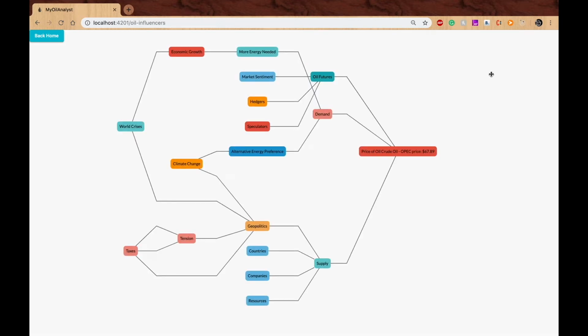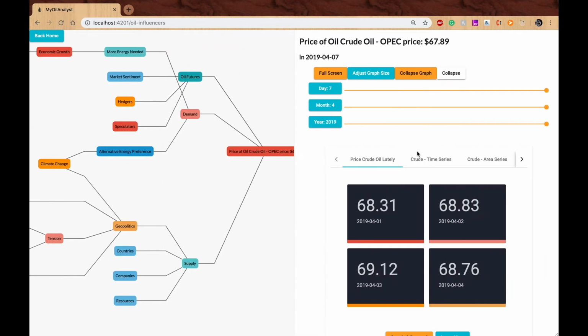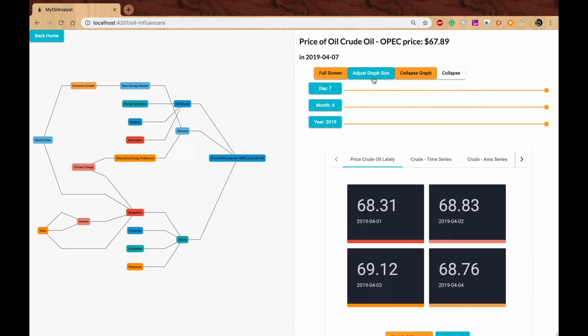In this graph, we will observe the oil influencers. It has the same structure as the conceptual model that I have shown you previously. This graph is really interactive, and each node is attached to a topic and a date, and it contains data related to that specific topic in relation to the price of crude oil. I have clicked on the node called Price of Crude Oil. Here we see the same price component with today's price.